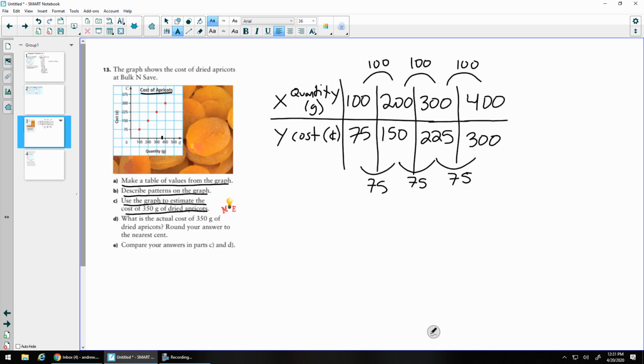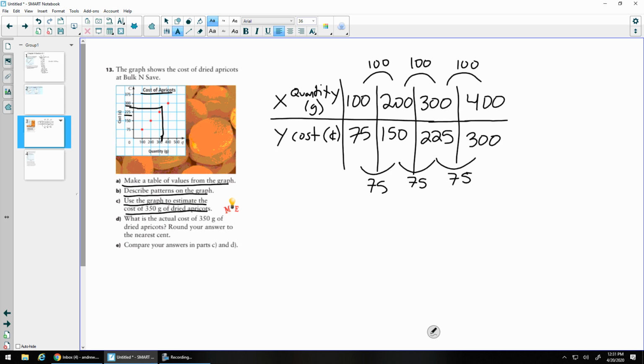And so 350 grams would be right in the middle here, which would end up being right in the middle of the cost of 300 and 400 grams. So we'd be looking at between 225 and 300. We could make an estimate between 300 and 220. That's 80 of difference there. 80 divided by 2 is 40, so I could add 40. So maybe like 265 or something. So you could make an estimate. 265, I said. That could be one estimate.